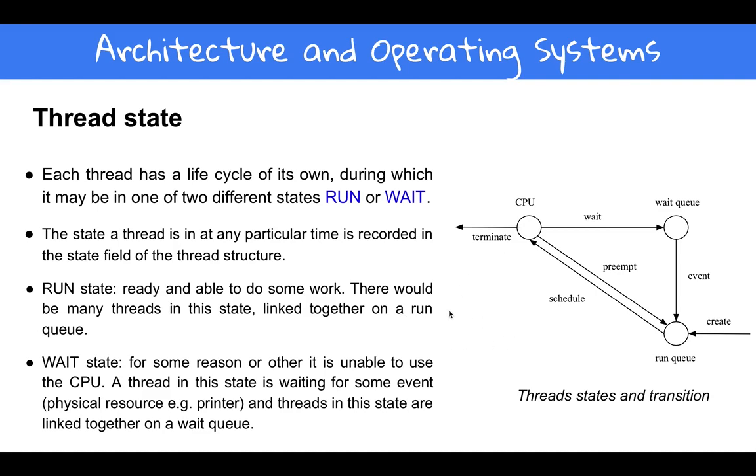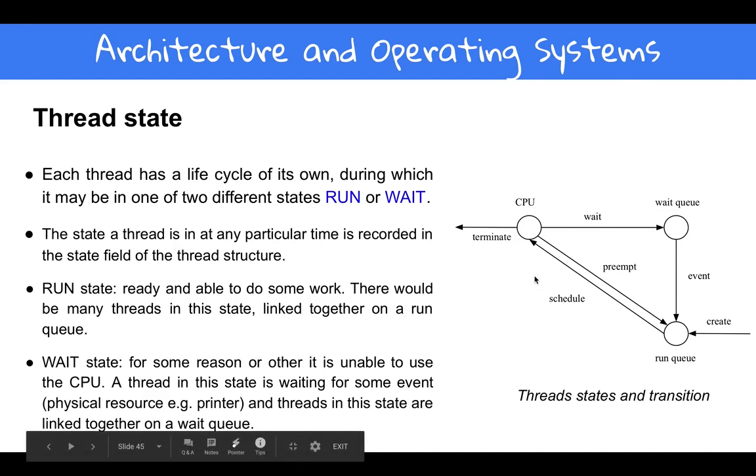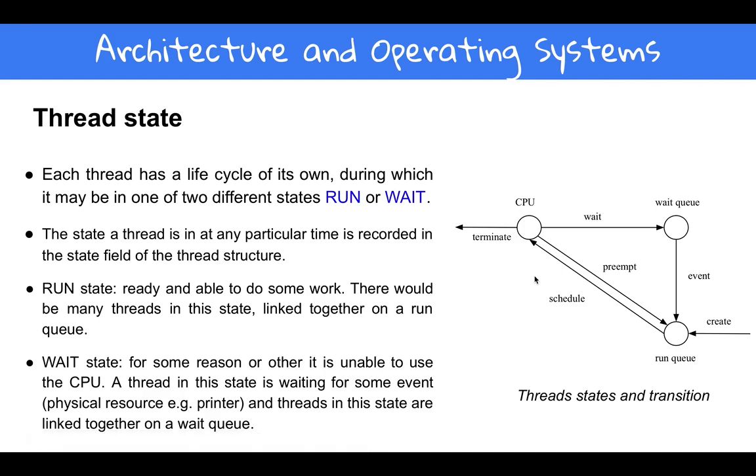The other one is those threads that need to wait. For example, you want to print something. That thread for printing is waiting for you to press enter, because if you don't press enter, it doesn't print. So what happens? It goes to the wait queue, waiting for an event to occur. As soon as that event occurs, it goes back to the run queue and goes to the CPU to be executed. I will explain that more.